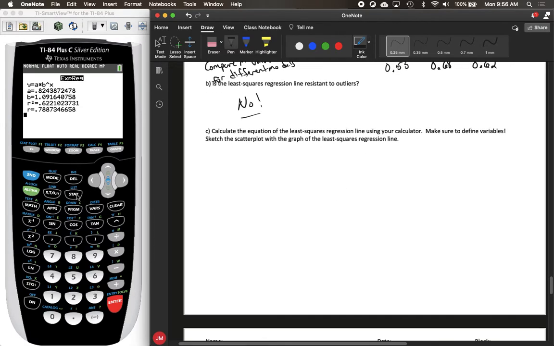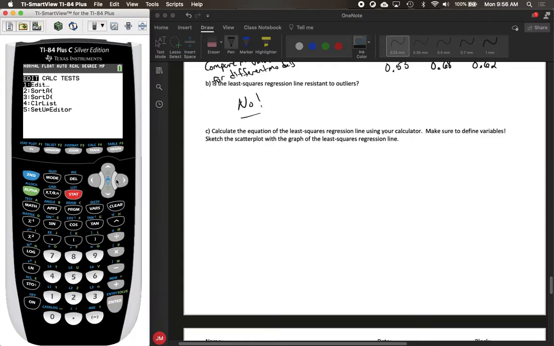Now again, while quadratic was the best fit, just to keep things simple, we're going to keep it as linear. So let's go back into stat. We're going to choose calc. We're going to redo that linear regression, and we'll go ahead and store the regression equation as well. So we're going to choose option 8 for linear regression. Again, we've got list 1 and list 2 already in there.